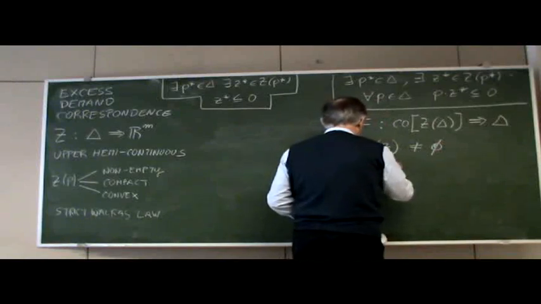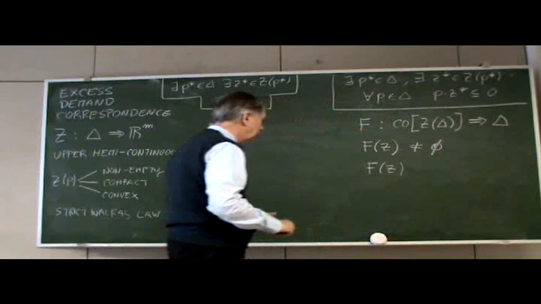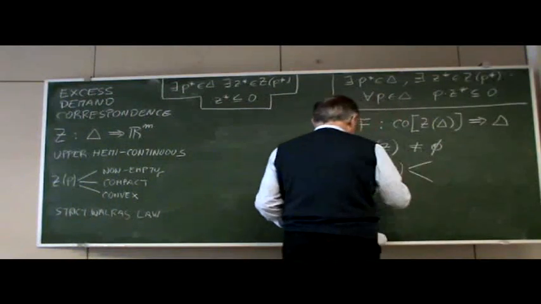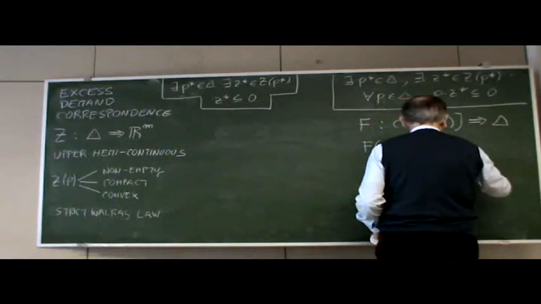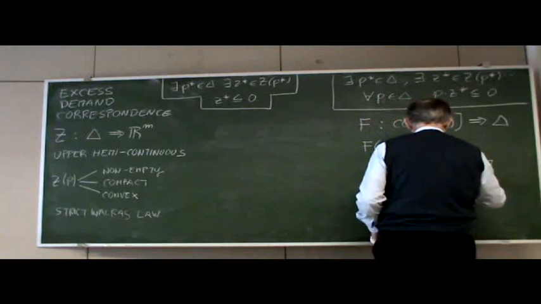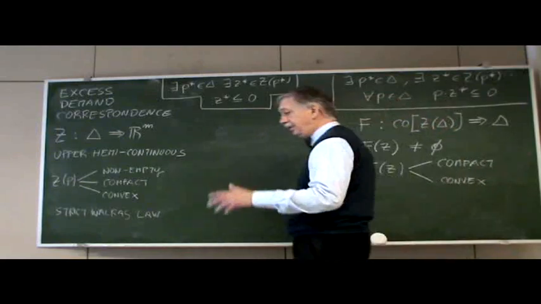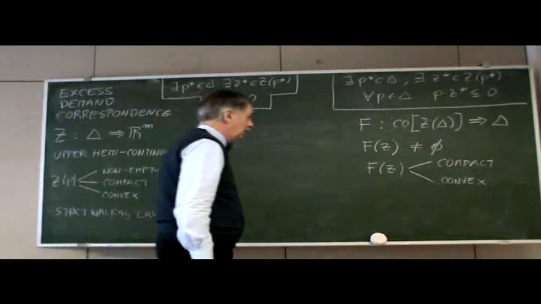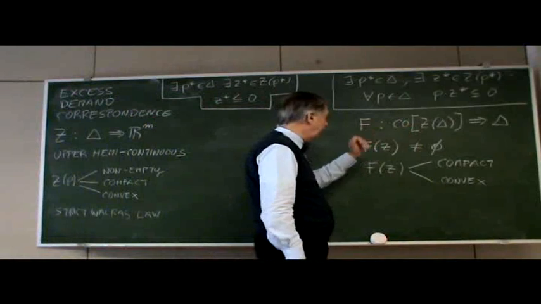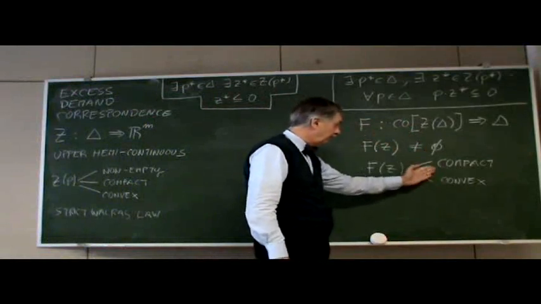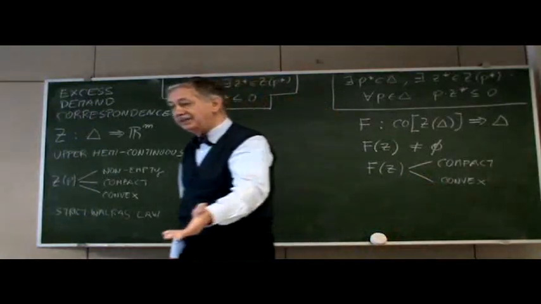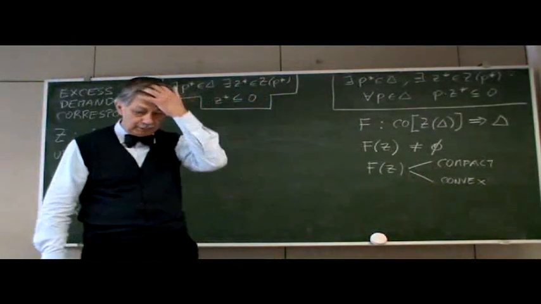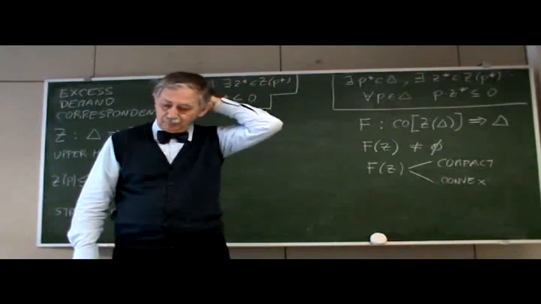It is clear, moreover, by the continuity of the inner product p times z, that f of z is compact and convex. Note that all the properties of Kakutani's theorem are appearing. In other terms, our correspondence f has non-empty, compact and convex values. It remains to prove that this correspondence is upper semicontinuous, and this result must be proved.